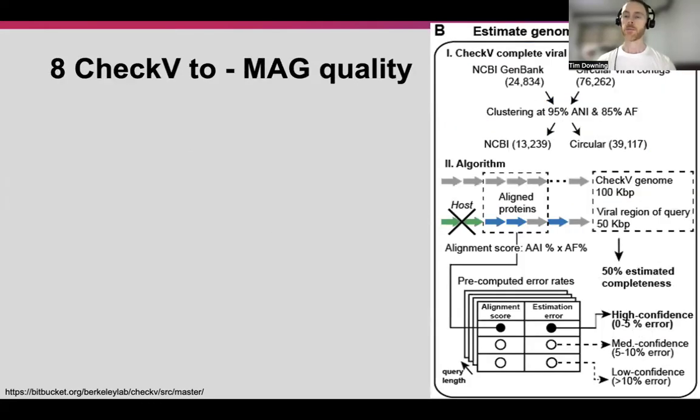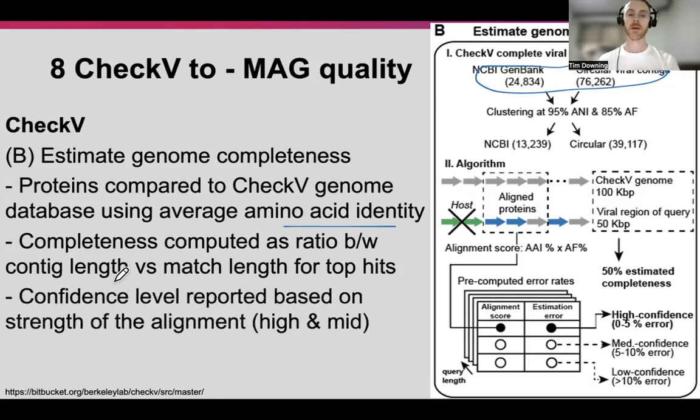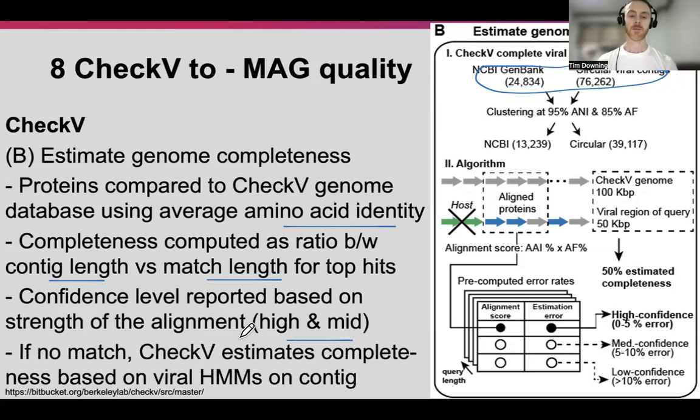We can also take existing contigs and look at the sequence similarity of our contig to other contigs to identify which are the most likely contigs they match, and therefore estimate the completeness of the genomes that are present. This uses amino acid identity to compute this, and is able to estimate the difference between the match length and contig length. It also gives a confidence score, which is useful, and it can also do this independently without other information, using hidden Markov models that work across the particular contig as well.